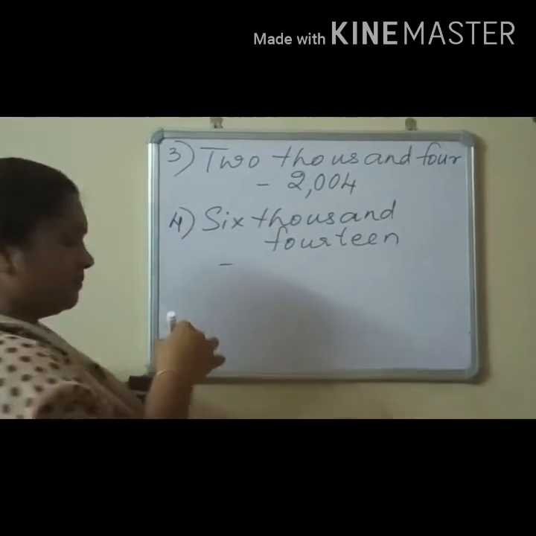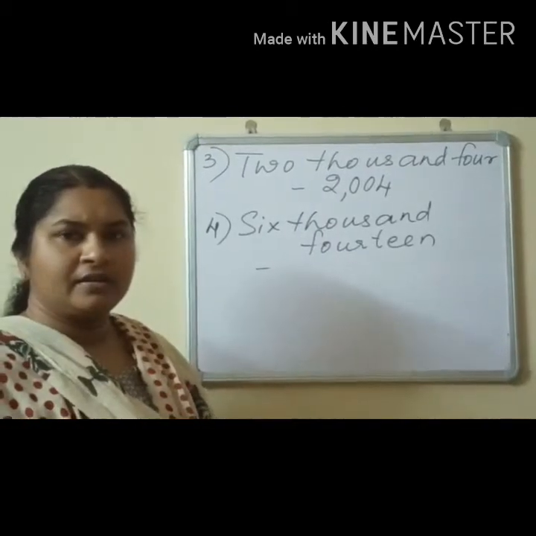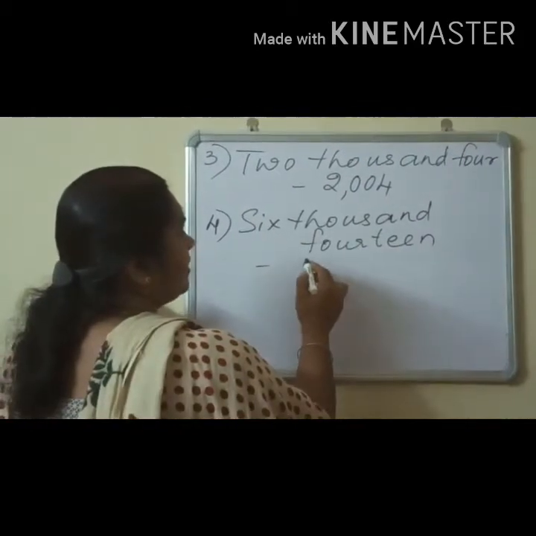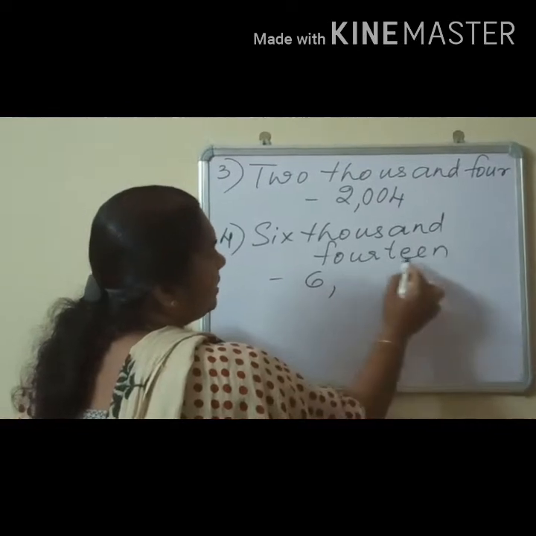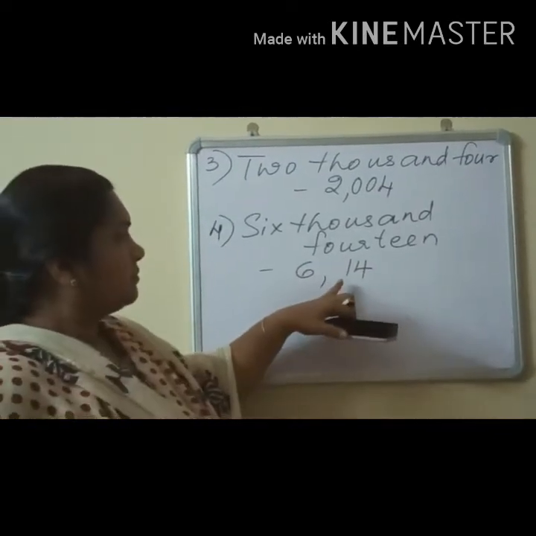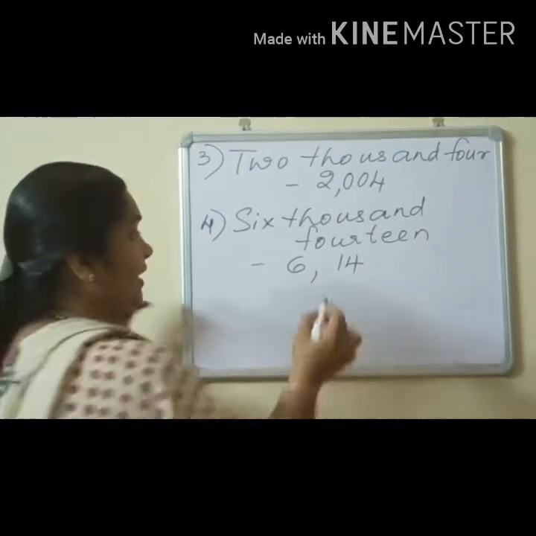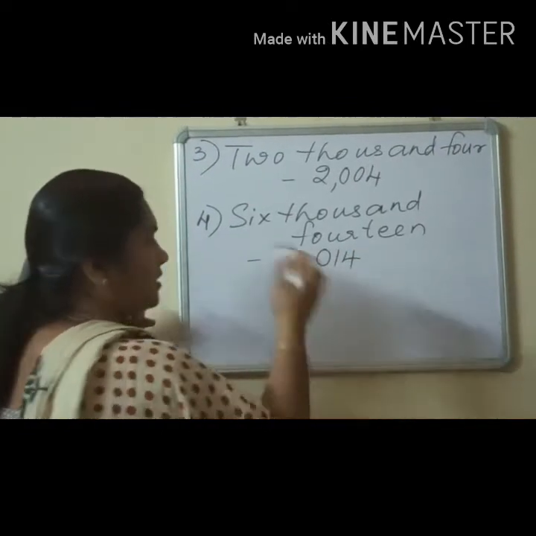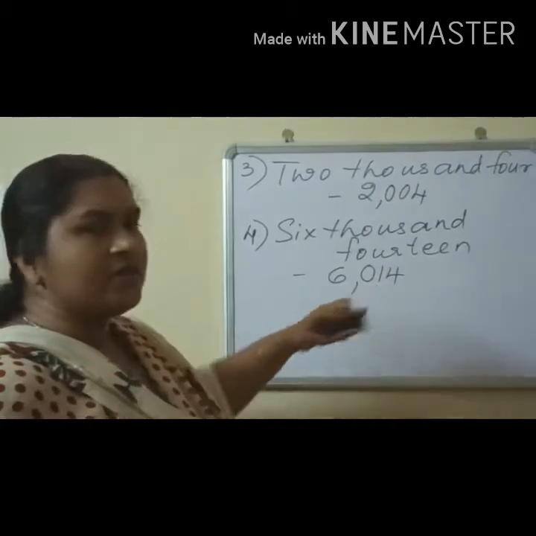6014. How to write 6014? How many thousands are here? 6 thousands are here. And we have the number 14 here. Is it enough? No. Here we only have 2 digits. So we have to put a 0 just in front of 1. Then we have 6014.